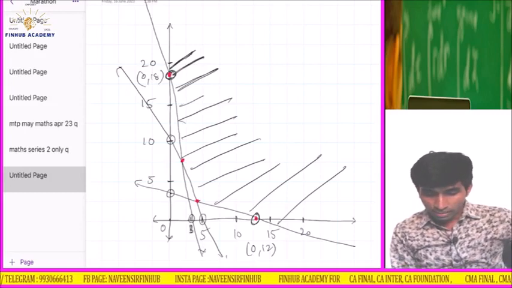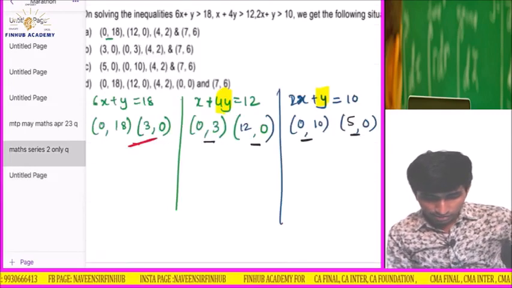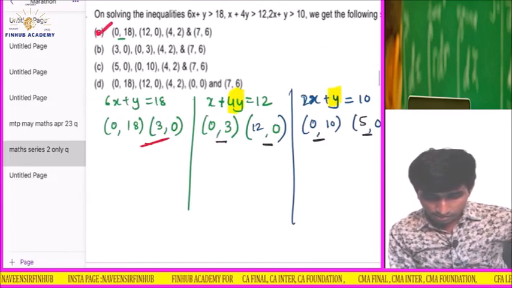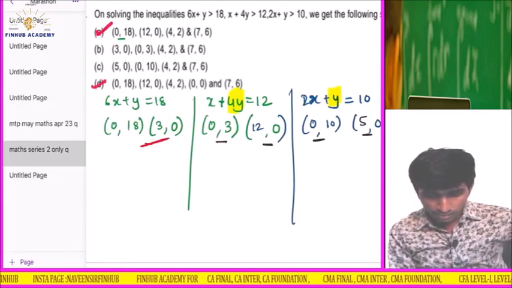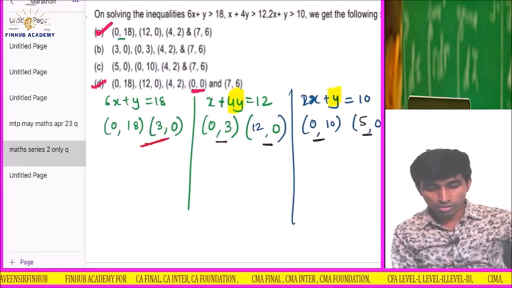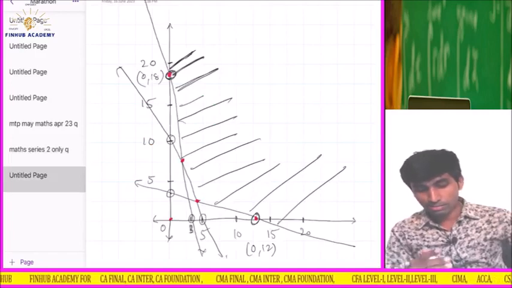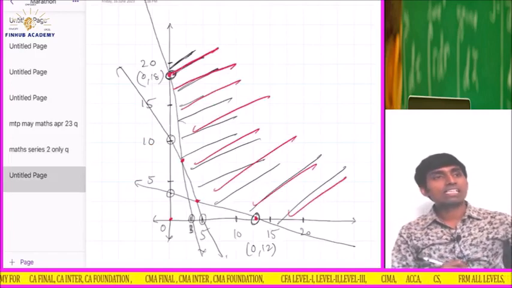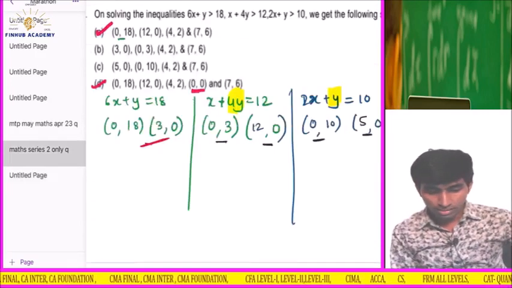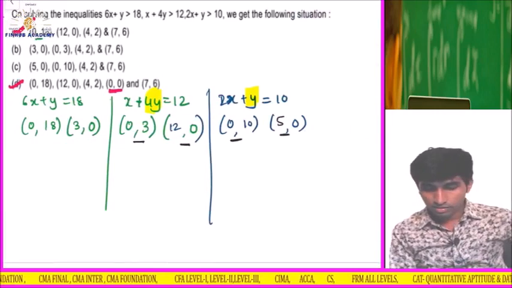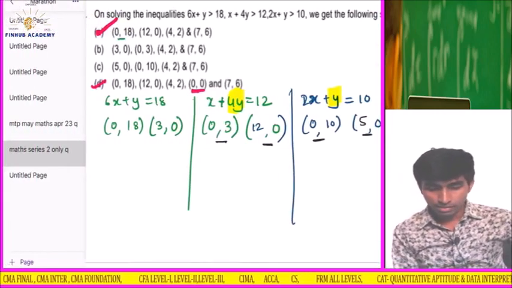Okay, so here (0, 18), (12, 0). Let's check. (0, 18) is in this, (12, 0) is there. Okay, both are there. But here if you see now, it is (0, 0). (0, 0) does not come in the feasible region. Feasible region is this outside. Okay, so our answer is what? The A option. Okay, A option is the answer. Easy way. Obviously it is A.